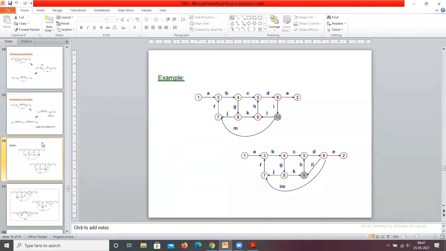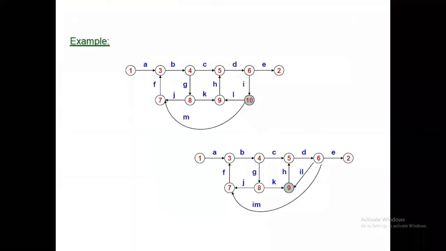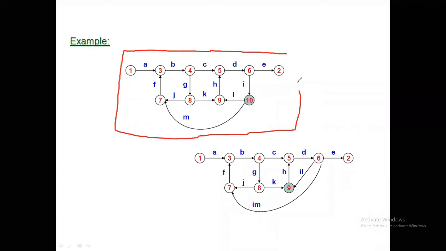Okay. So this is the example. I hope the diagram is visible to you. This is the initial flow graph. Now we are going to apply the reduction procedure for this flow graph.